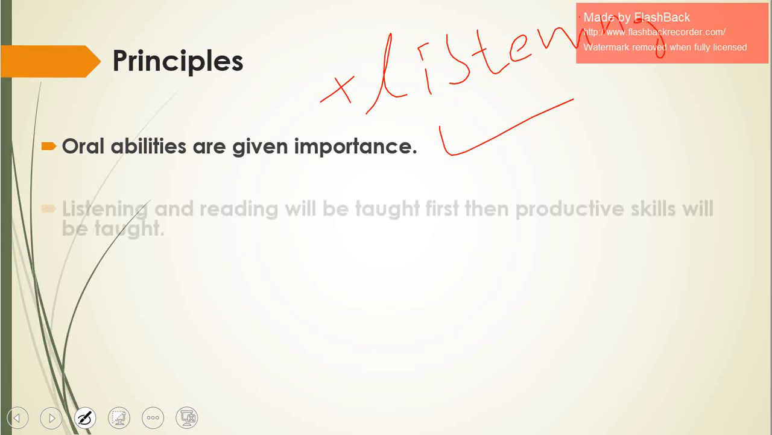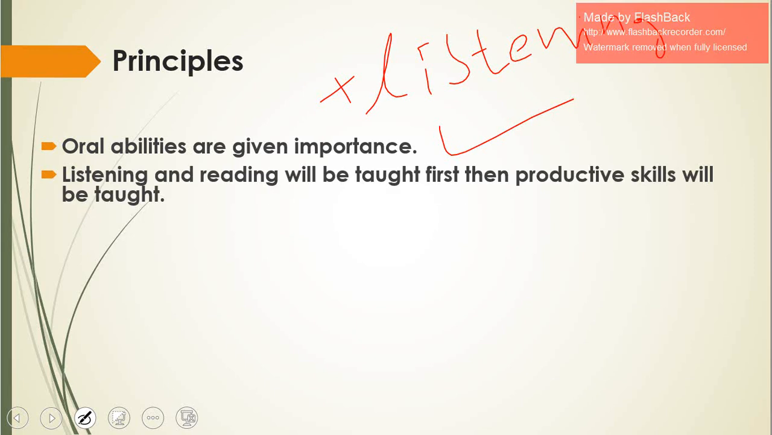At the advanced stage, listening and reading will be taught first, then productive skills will be taught. Like a child first listens to the commands, first listens to things, and then in later years he or she starts to speak. Similarly, in this method, listening and reading will be taught first, and then productive skills will be expected from the students, because speaking abilities are not expected forcefully from the student. No, he will keep on listening, she will keep on listening, and when he or she gets a sufficient amount of language and knowledge, then he or she will start to speak the target language.